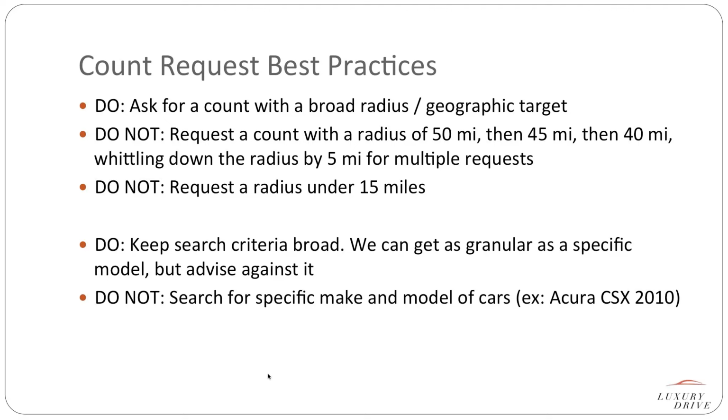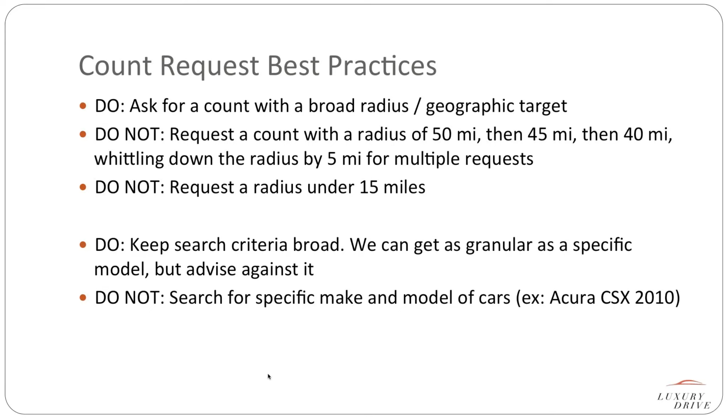Often we get counts that are 50-mile radius, and then we'd like to see what it looks like at 45, and then at 40. This typically does not yield the results that we're looking for, not only in terms of numbers, but also in terms of potential. A 40-mile radius versus a 50-mile radius is not going to provide a large gap or a great way to narrow criteria. The second do not would be to request a radius under 15 miles.